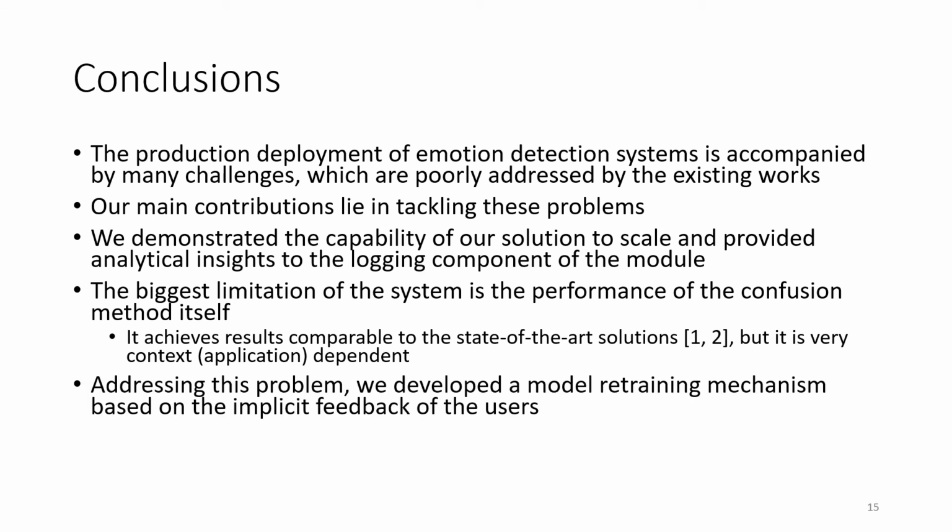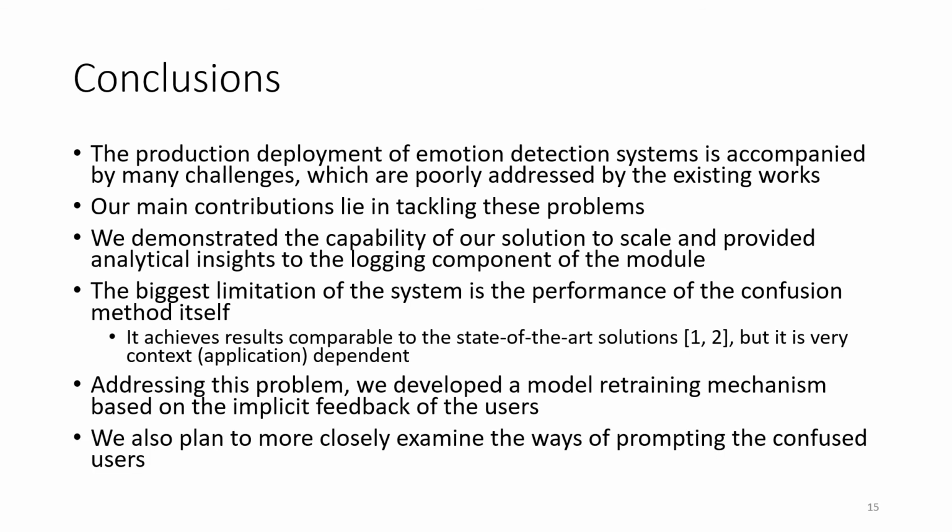And to address this problem, we proposed and developed a model retraining mechanism based on the implicit feedback of the users, which is currently being evaluated. And we also plan to more closely examine the ways of prompting confused users. So now we have 2 ways of either shaking the context help, or asking the user whether they need help. And we want to examine how this influences the user experience, so which way is better. That is all, and thank you for your attention.